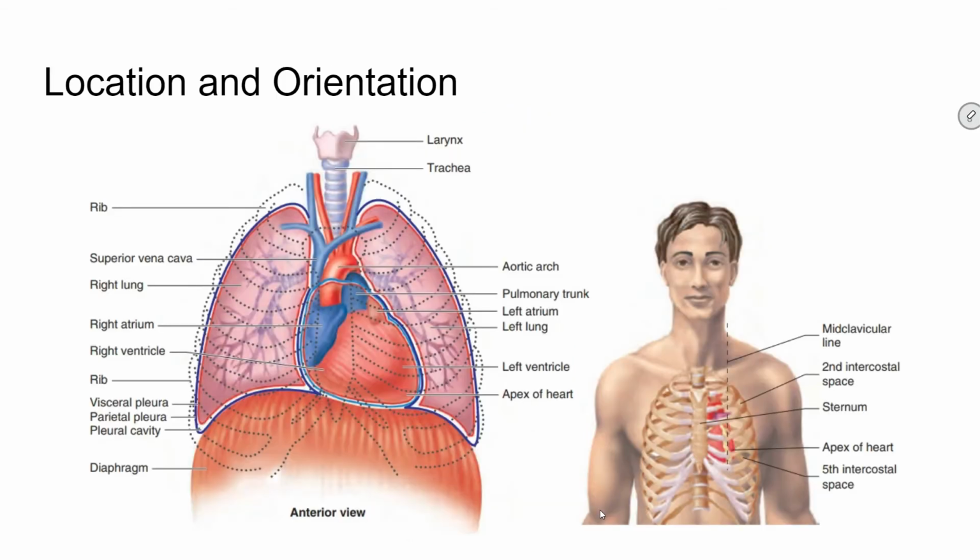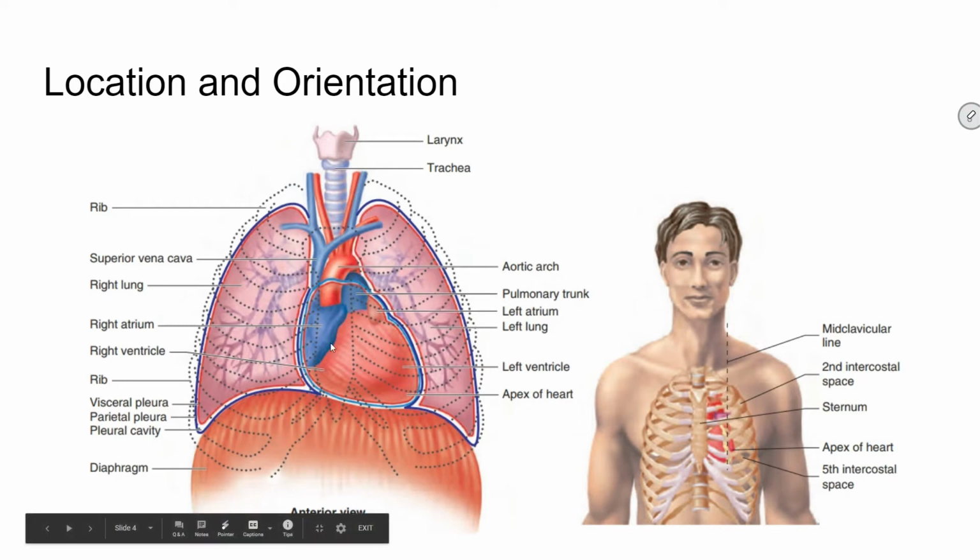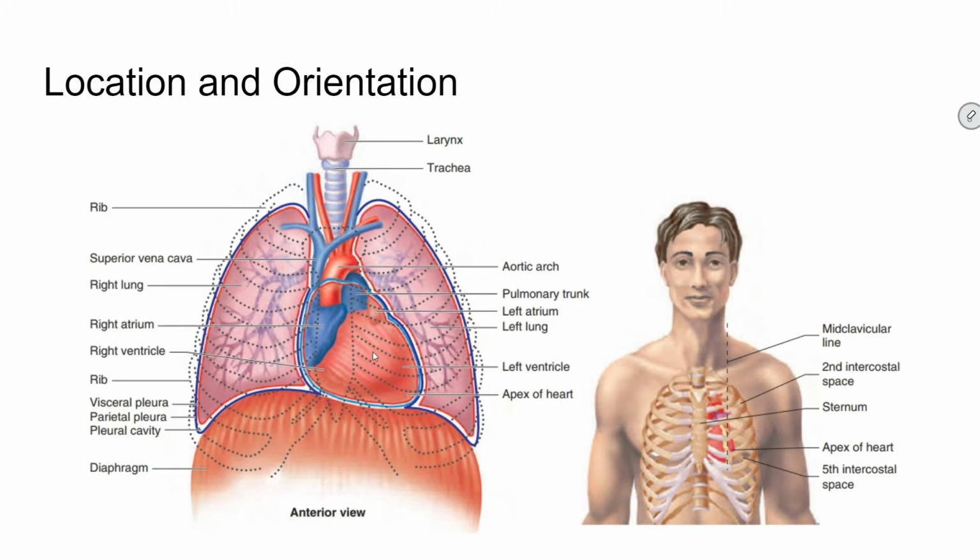The heart is located, you can kind of see exactly where it's located there, between the second and fifth ribs, slightly to the left side of the body. Some of the heart is right underneath the sternum, as you can see from that picture. This one is probably a little bit better, actually. And then about two-thirds of the heart is slightly to the left of the sternum.